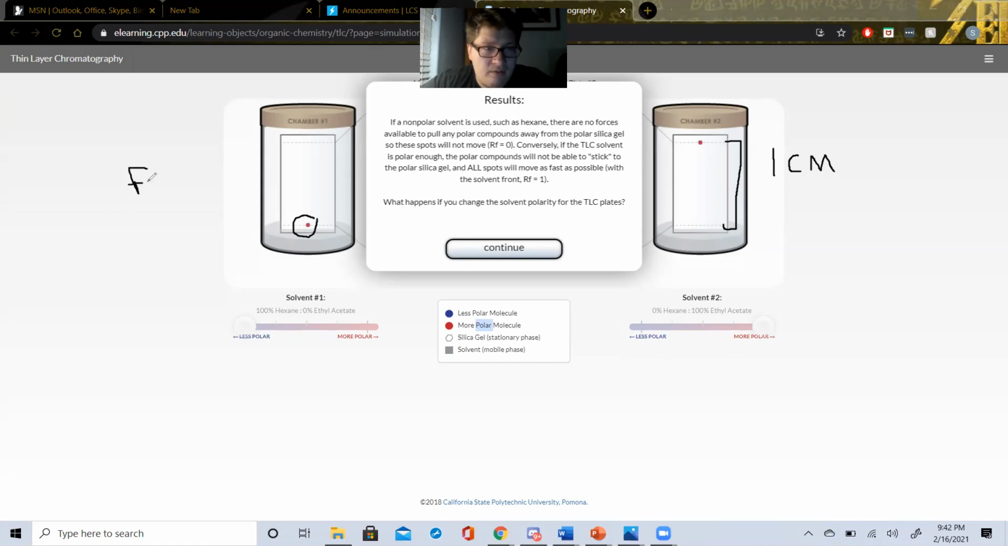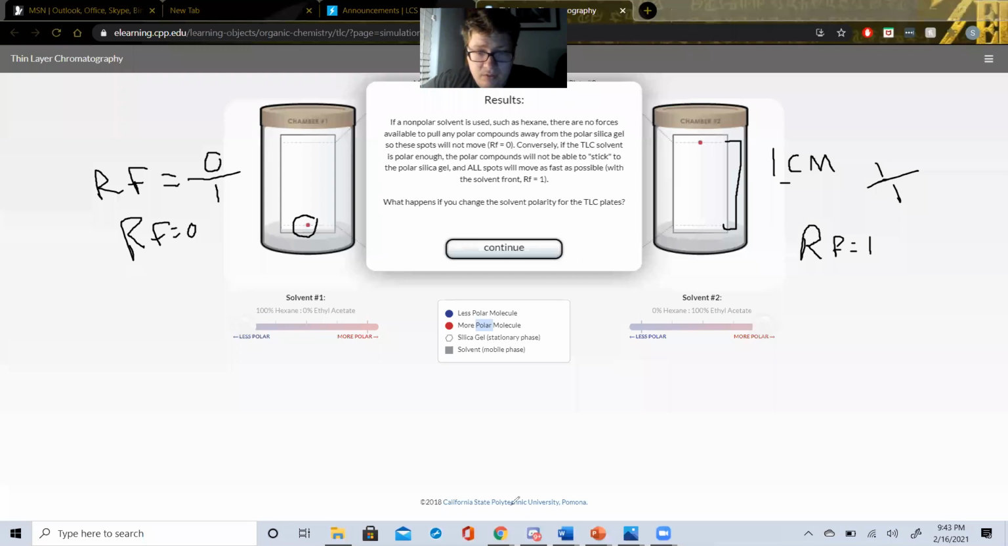The RF value is equal to the distance traveled over the total distance, which is 1. So 0 divided by 1 is 0. The RF factor is 0 because nothing moved. And in this one, we have 1 over 1, because the bottom number is the entire distance, which is 1 centimeter, and the top number is the distance traveled, which is the entire thing. So 1 divided by 1 is 1. So the RF factor for the first experiment will be 1.